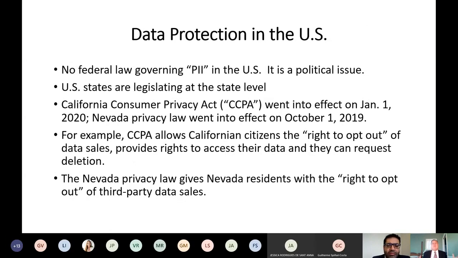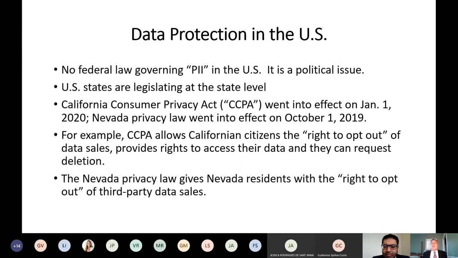Having said that, before we look at how US companies comply with the GDPR, let me step back and tell you a little bit about data protection in the US. There is no federal law that governs personally identifiable information in the US. It is a political matter. There's a lot of lobbying on all sides. Several hundreds of millions of dollars are spent by companies like Google and Facebook, et cetera. And so it remains to be seen if there will be a federal law and what form it might take.